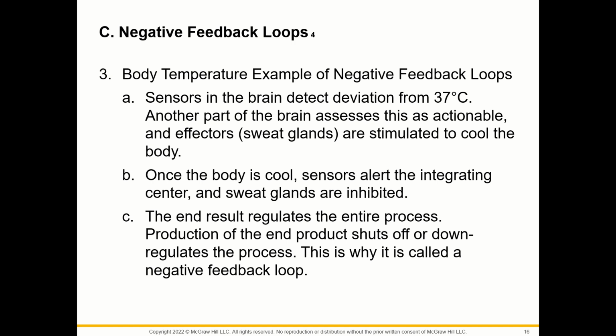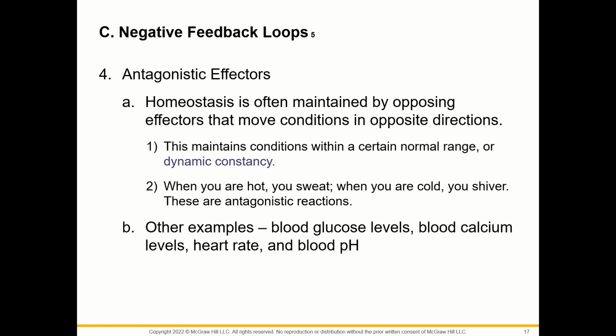The end result regulates the entire process. Production of the end product shuts off or down-regulates the process. This is why it's called a negative feedback loop. By reversing the change in that stimulus, the end product returns us to our set point and the system is shut down because we no longer need it.